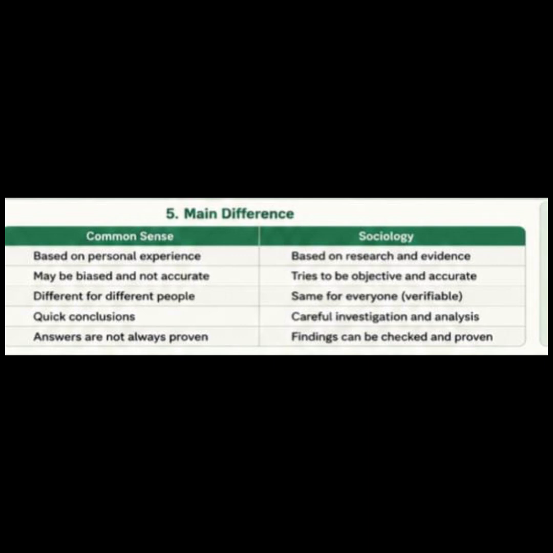Common sense is different for different people. Sociology is the same for everyone. Common sense gives quick conclusions. Sociology involves careful investigation and analysis. Common sense answers are not always proven. Sociology findings can be checked and proven.